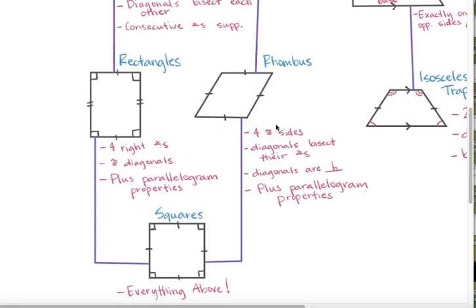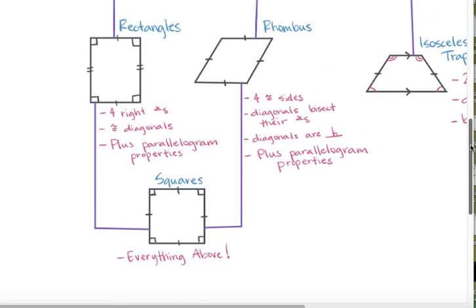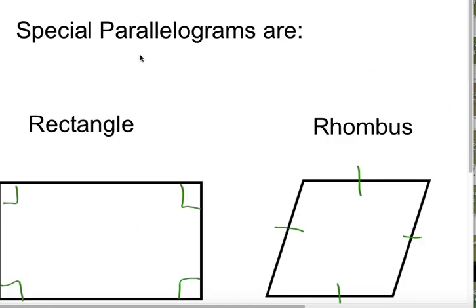For rhombuses, the rhombus definition is that it has four congruent sides. It also has diagonals that bisect the angles that they are touching. So I'll draw those in a minute and go into more detail on that. And the diagonals are also perpendicular. Squares have everything from above. So they have four right angles, four congruent sides, congruent diagonals, the diagonals bisect their angles, and the diagonals are perpendicular to each other.